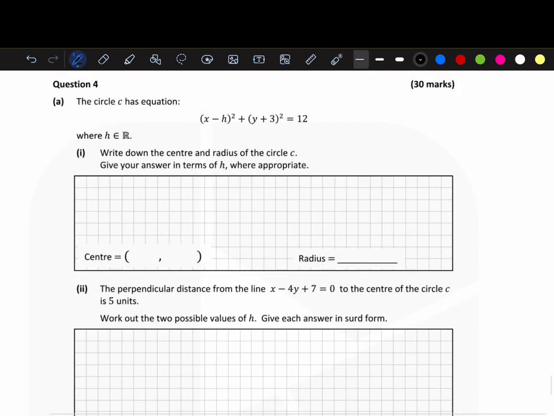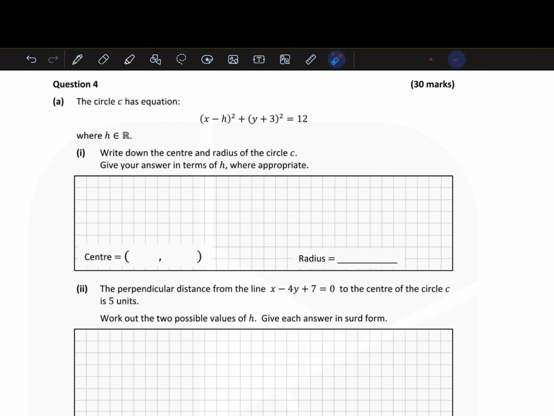So question 4. It says the circle C has equation (x minus h) squared plus (y plus 3) squared is equal to 12, where h is a real number. Write down the center and radius of the circle C. Give your answer in terms of h where appropriate. The only way we can write h in this question is going to be where the center point is.